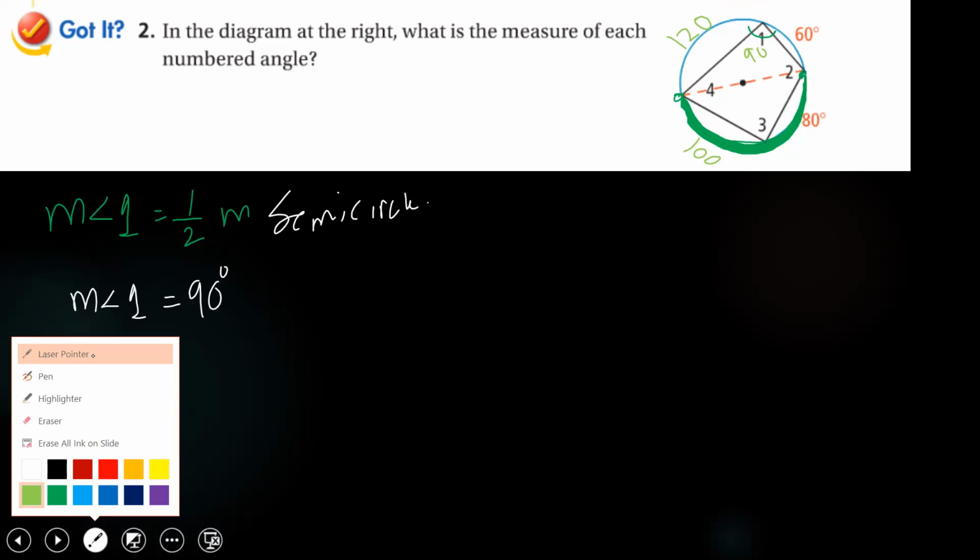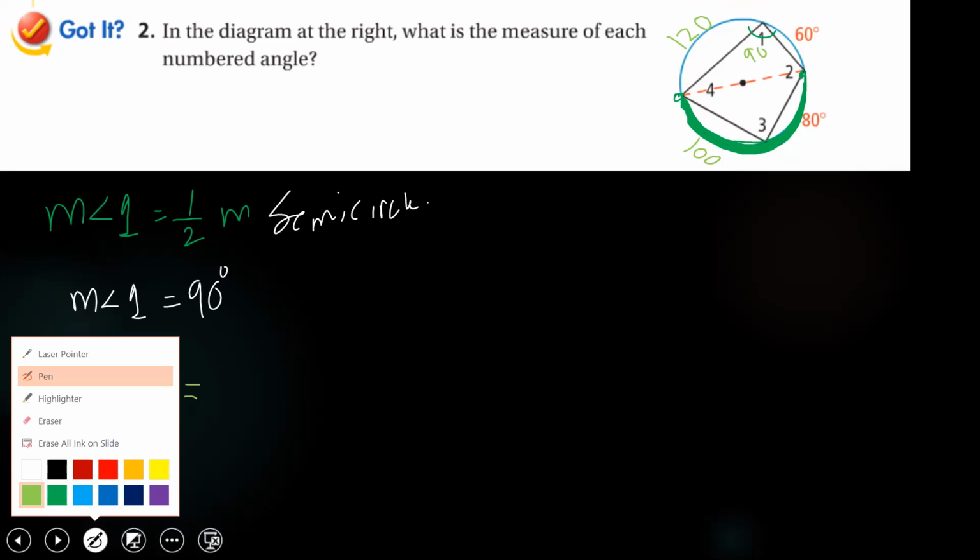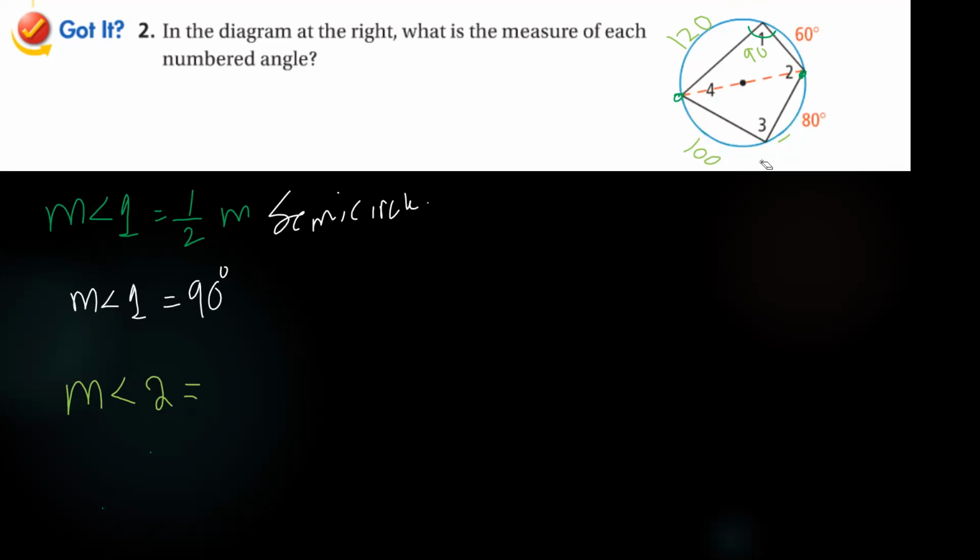Now that we have found the measure of angle 1, let's find the measure of angle 2. Let's come back to angle 2 here. Where's the inscribed angle of angle 2? This is angle 2, so it has these two sides at 1 and at 3. So this is the intercepted arc. What is the measure of this arc? It's 120 plus 100.